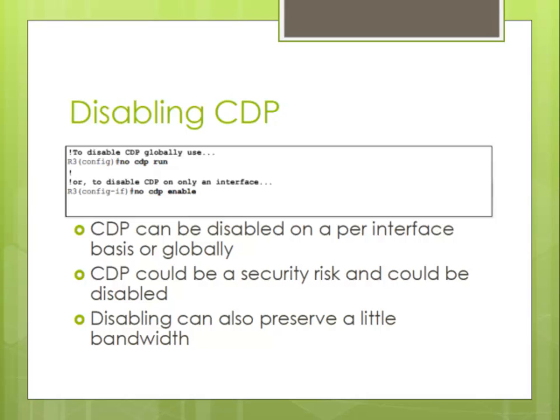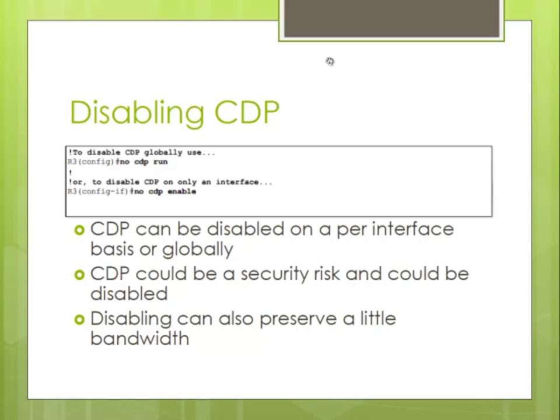To disable CDP, you can do it one of two ways. You can disable it globally. When you disable it globally, it will disable it on all interfaces of that router. Here's where they do it globally. In global configuration mode, they type no cdp run, and that will disable it. Or you can disable CDP only on an interface. So if you only want to disable it on a specific interface, you would get into that interface and then do a no cdp enable.